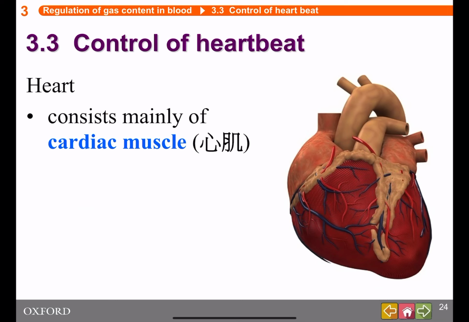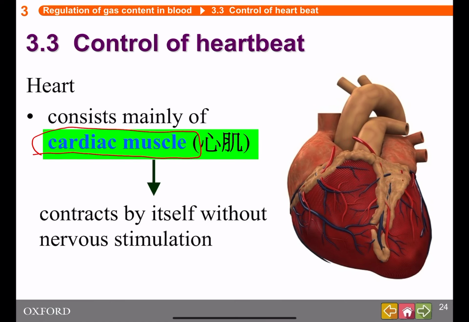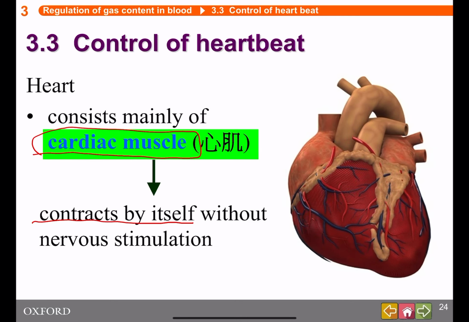Now, the heart is mainly made up of cardiac muscles. Cardiac muscles refers to the heart muscles. Now, the heart has a special property because it can contract by itself without nervous stimulation. So even if you cut away all the nerves connecting to the heart, it will also continue to beat by itself. And this property is called myogenic property.